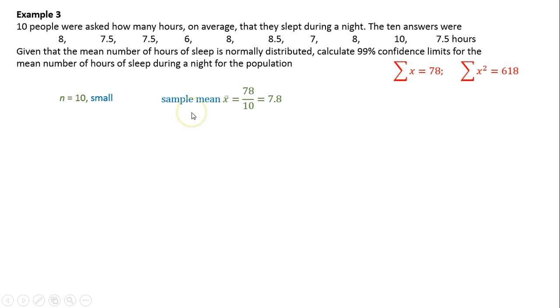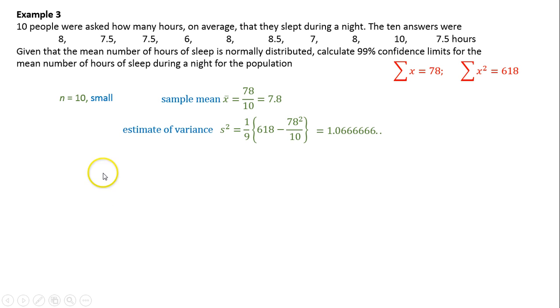So our sample mean x bar is 78 over the 10, giving us 7.8. Our estimate of the variance is 1/9 now times sigma x squared minus sigma x all squared over n, giving us a value of that. Don't round up too early.